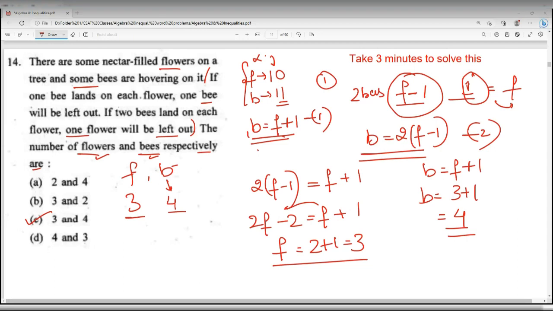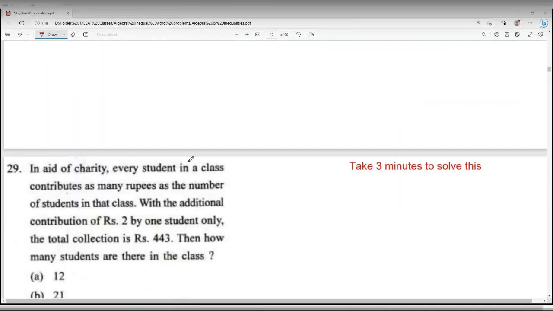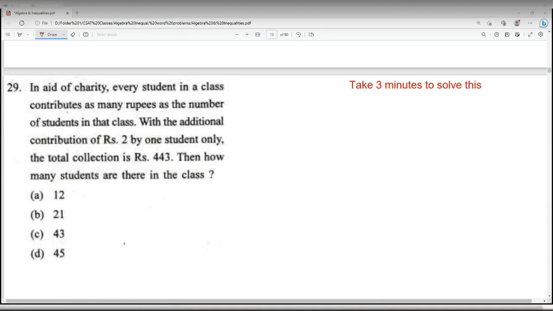I hope things are clear. If you have any doubts, please ask. Okay, then we'll move to the next question. So take 3 minutes to solve this. It's time. Please select the answer choices.